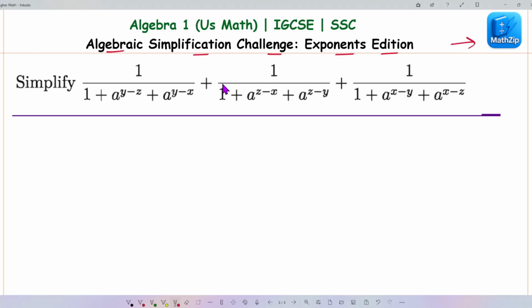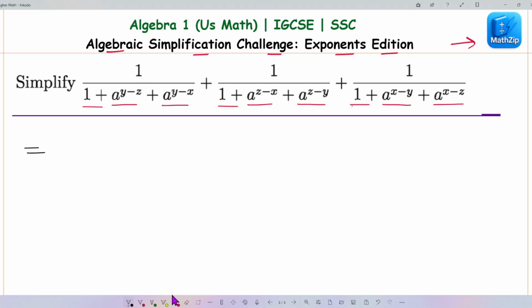Welcome to Magic. Today we are going to simplify this expression. Let's start. The question has three fractions. First one: 1 by 1 plus a to the power y minus z plus a to the power y minus x. Plus 1 by 1 plus a to the power z minus x plus a to the power z minus y. Plus 1 by 1 plus a to the power x minus y plus a to the power x minus z. Lots of things. So first we have to try step by step.